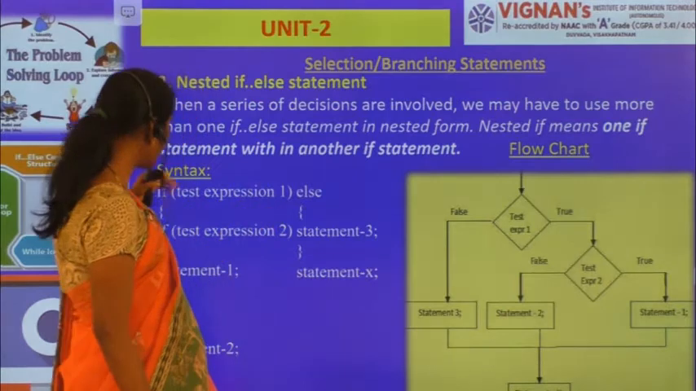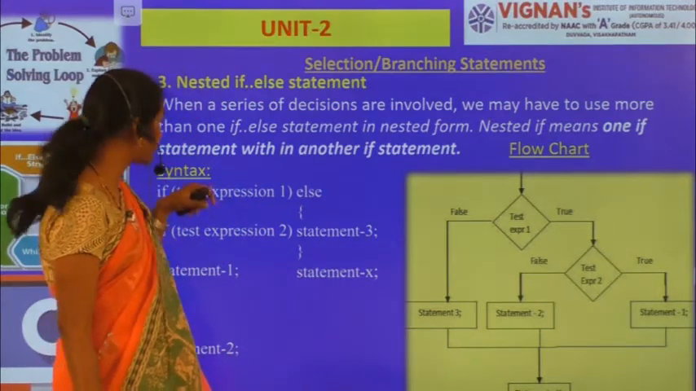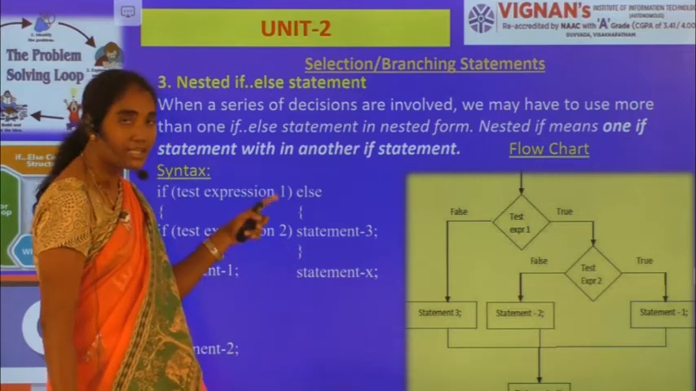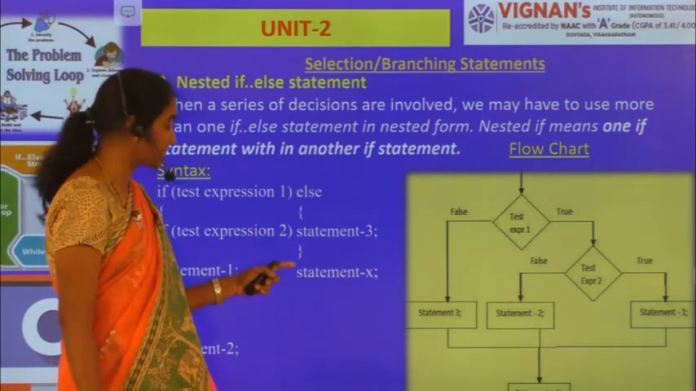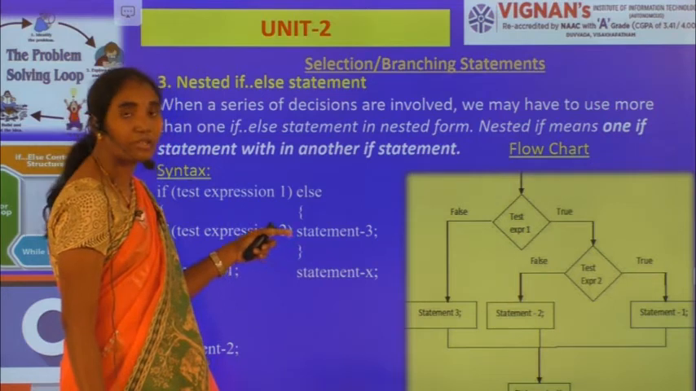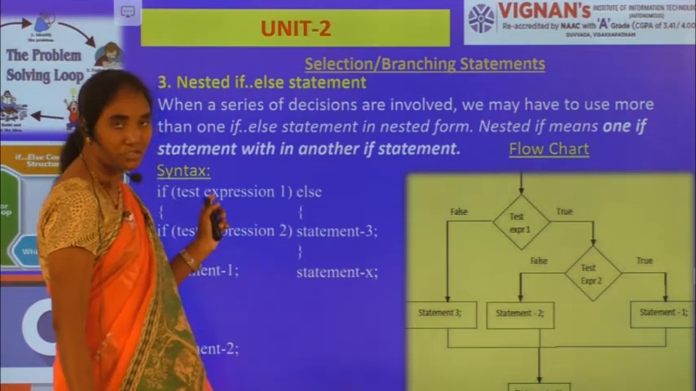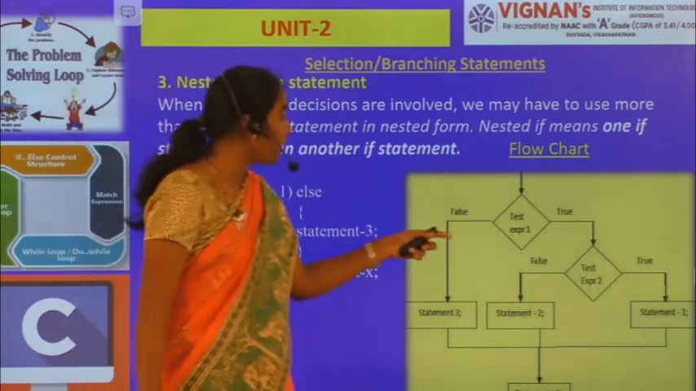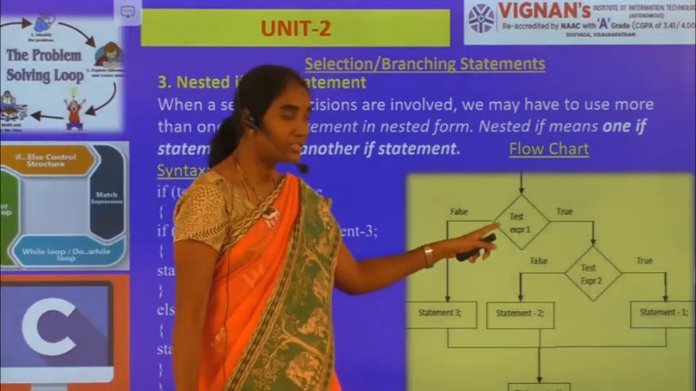Okay, and if this test expression 1 evaluates to false, then I have one more else statement, that is, else statement 3 and statement x. So statement 3 will be executed if this test expression evaluates to false. This is the outer if and this is the inner if. Now the test expression 1 evaluates to true.